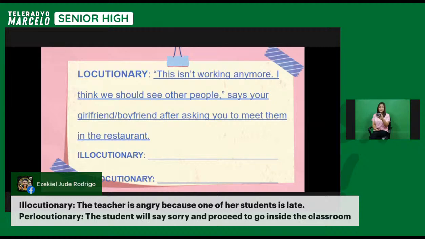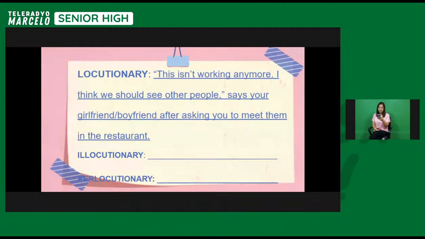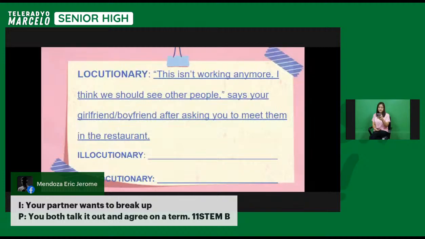Some of the students are summarizing the discussions that we have. Thank you for that. But what could be the answer? According to Eric Jerome Mendoza, the illocutionary speech act for that statement is that your partner wants to break up. And the perlocutionary is you both talk it out and agree on a term. From 11 STEM B. Thank you, Eric Jerome Mendoza.